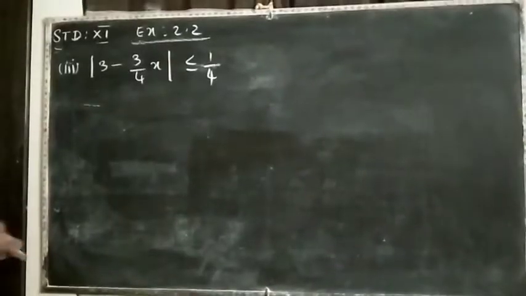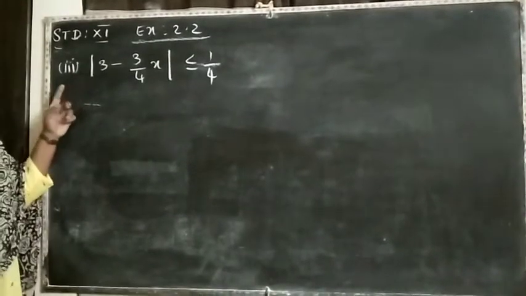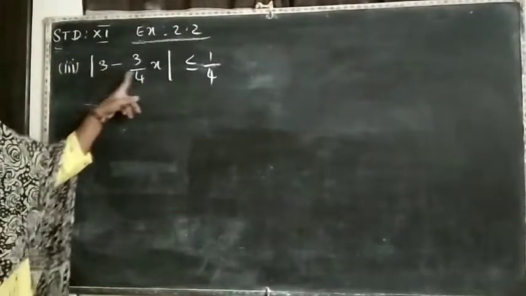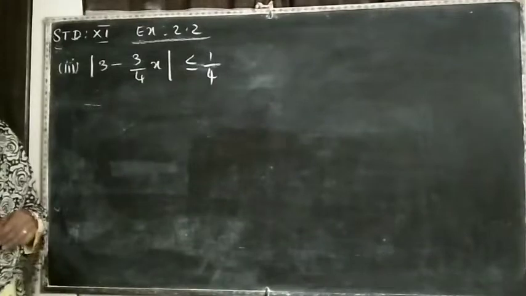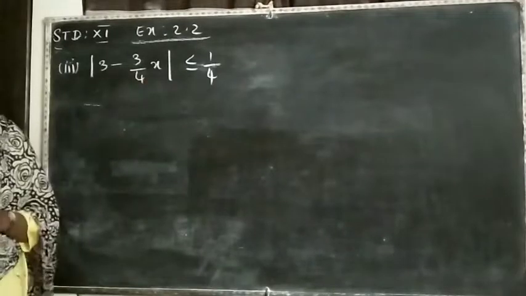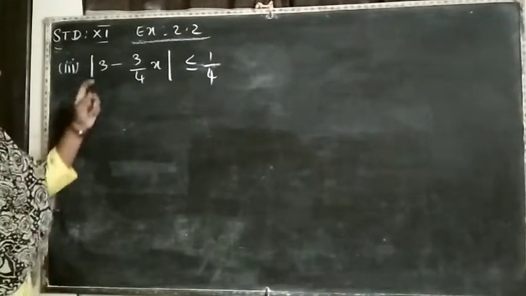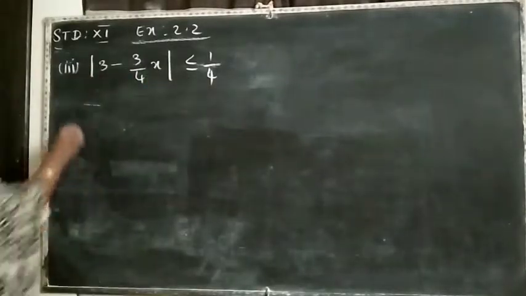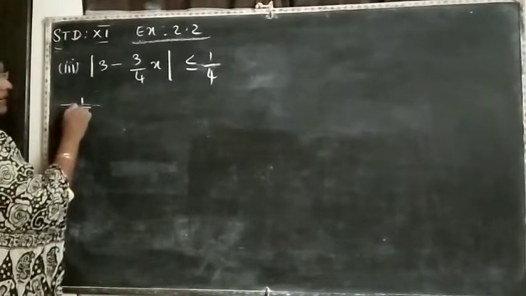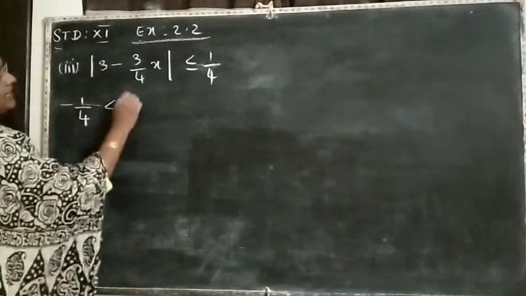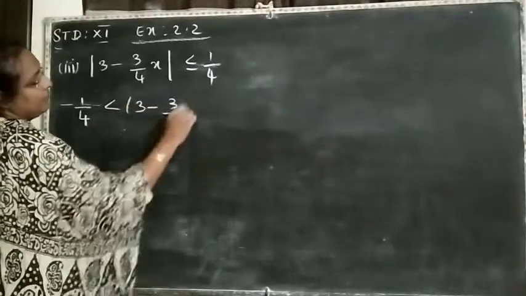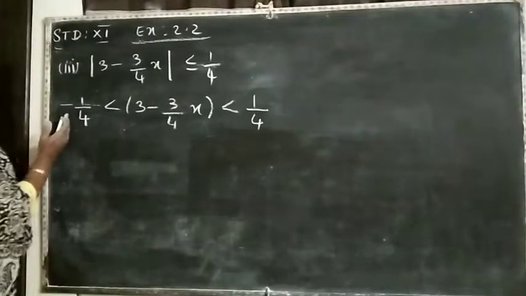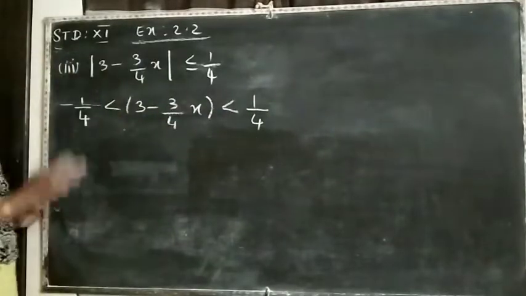Good. Okay students, now look into this third subdivision. As usual, this sum: modulus of 3 minus 3 by 4x is less than or equal to 1 by 4. This exactly suits our property, is it not? Since the modulus value is less than or equal to r, what shall we write? Now, I can use the property: minus 1 by 4 less than 3 minus 3 by 4x less than 1 by 4. Do you agree? Minus r to plus r, according to the second property.